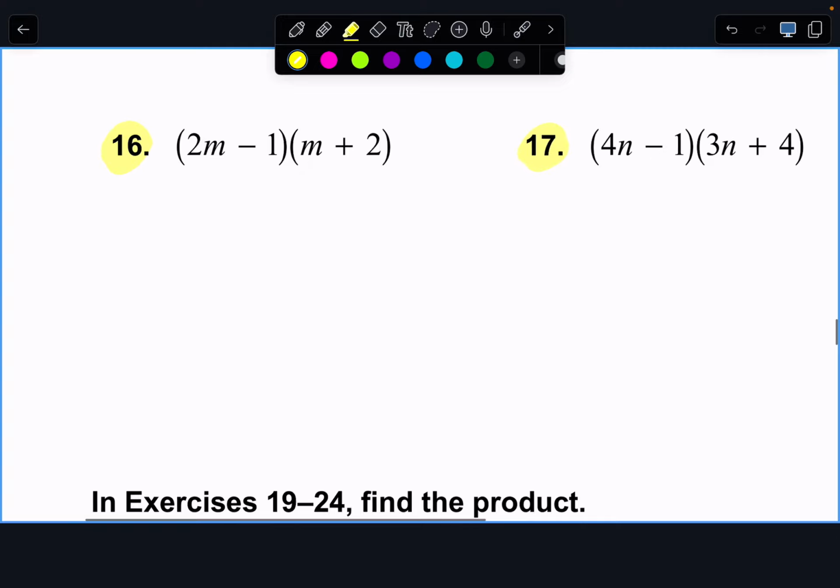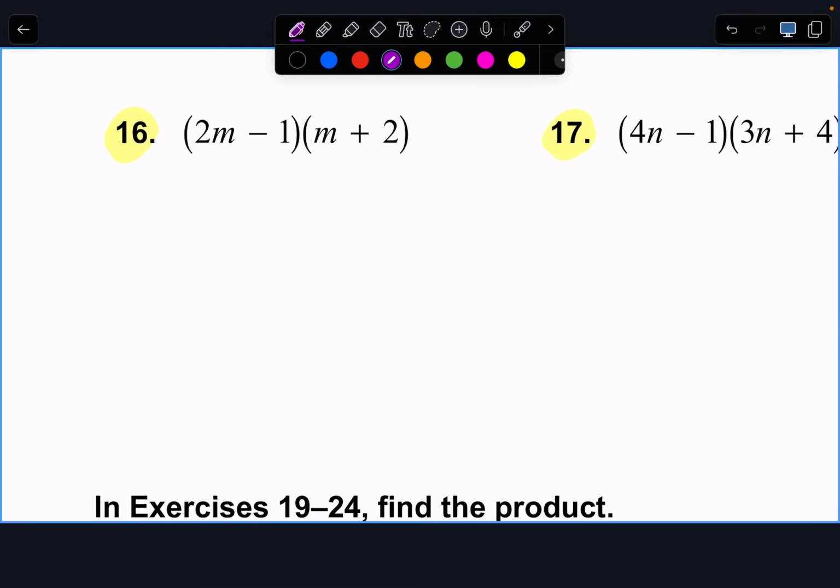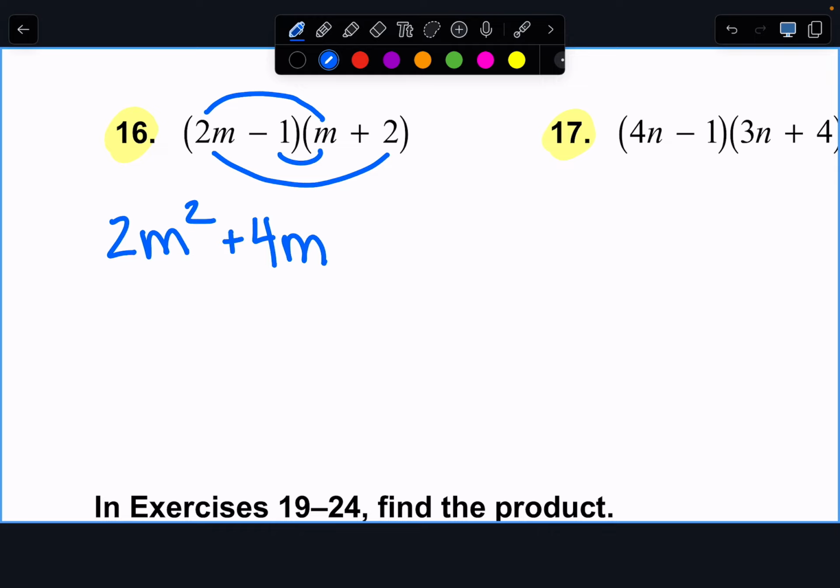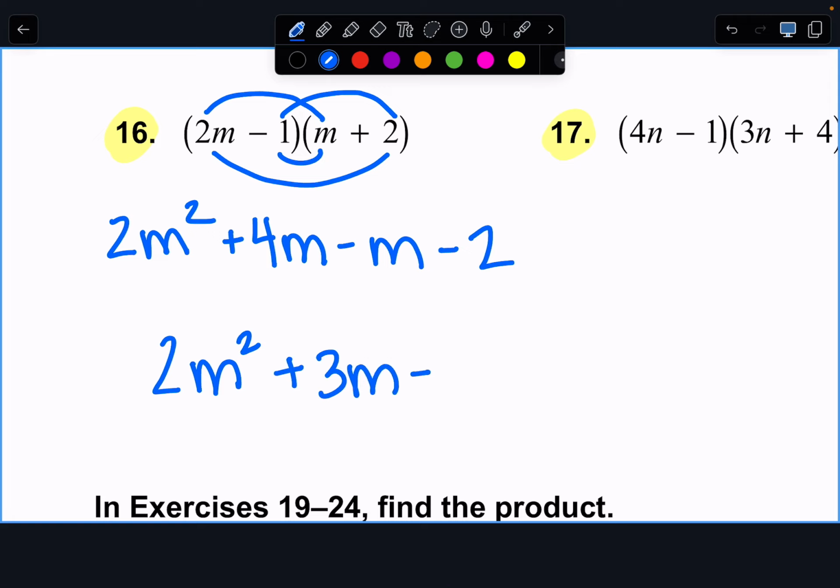On number 16, if we do our first product, we get 2m squared. Our outside product would be what? 4m. Our inside product, minus m. And our last product would be minus 2. So all in all, we have 2m squared plus 3m minus 2.